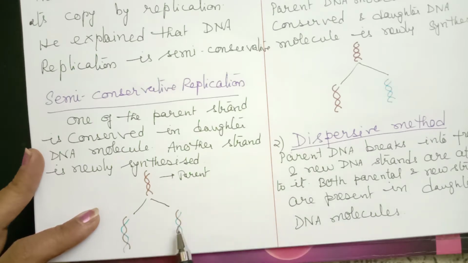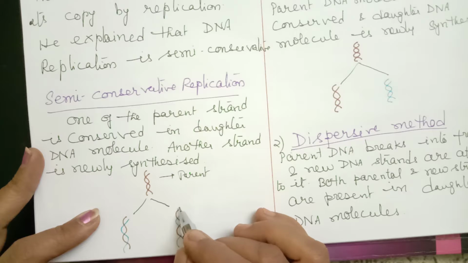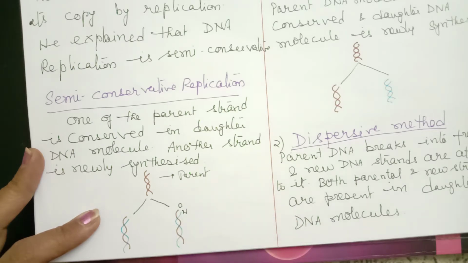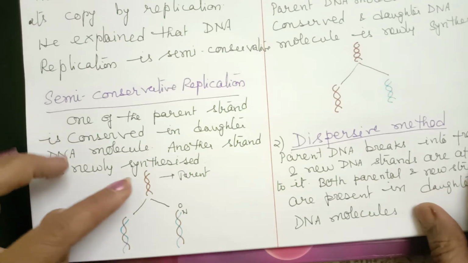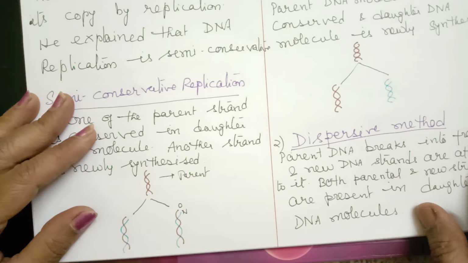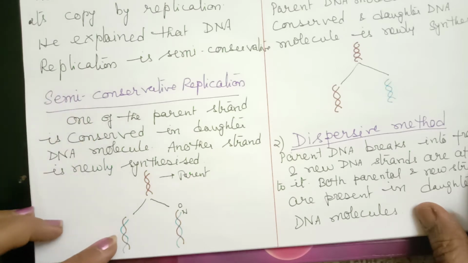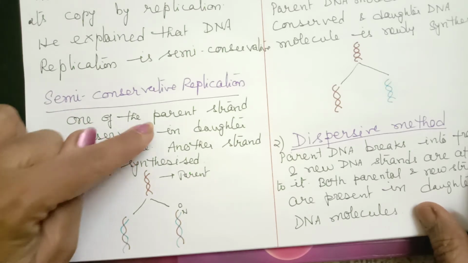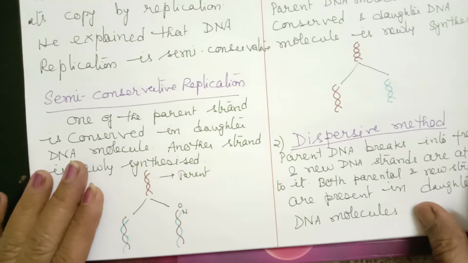First, the two strands of parent DNA get separated, and on both the strands a new strand is formed. The one I have shown in brown color is the old strand, the parent strand, and the other one is the new strand. On the old strand, a new strand is synthesized. So one parent DNA molecule will give rise to two DNA molecules, and each DNA molecule has one strand from the parent, while the other is newly synthesized.